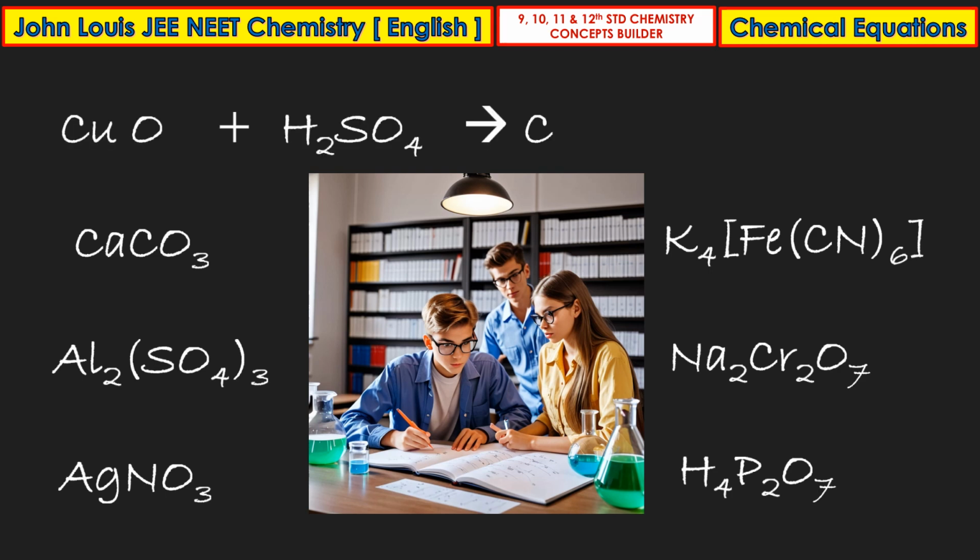Suppose some equations. Copper 2 oxide plus sulfuric acid gives copper 2 sulfate plus water. You might think, how do you say it is copper 2 oxide? Why can it not be copper 1 oxide? I'll explain it to you in the upcoming videos. Till then, you have to wait.